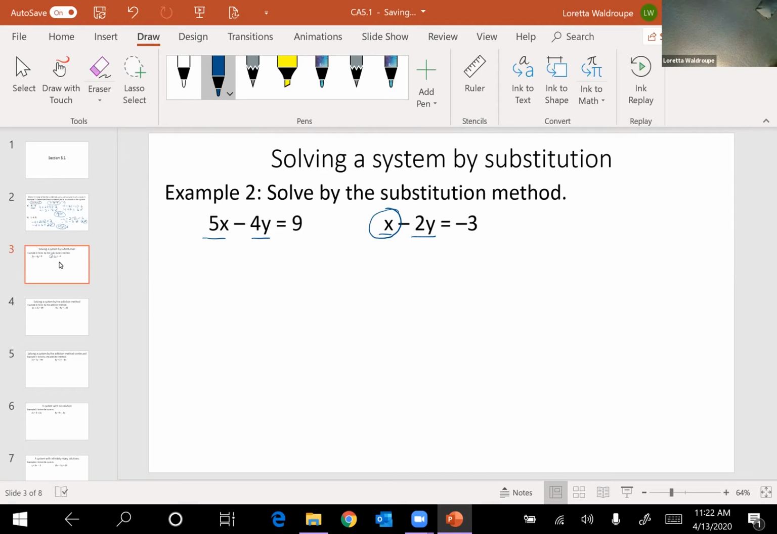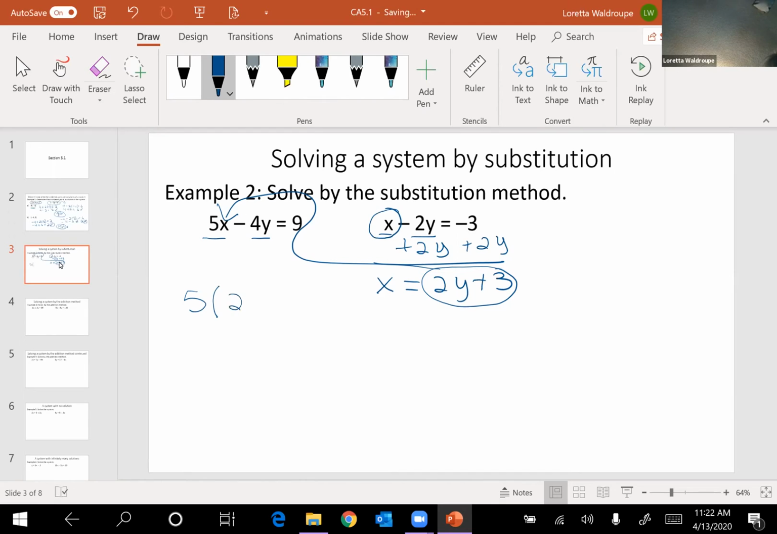So I want to solve this second equation for x. So I'm going to add 2y to both sides. Once I have solved this for x, I can substitute this expression back up here in place of x. So my first equation now becomes 5 times, instead of x, I put 2y plus 3, minus 4y equals 9.